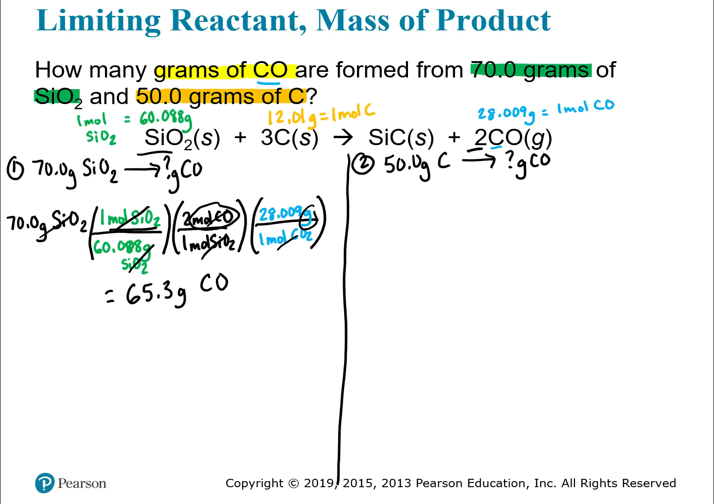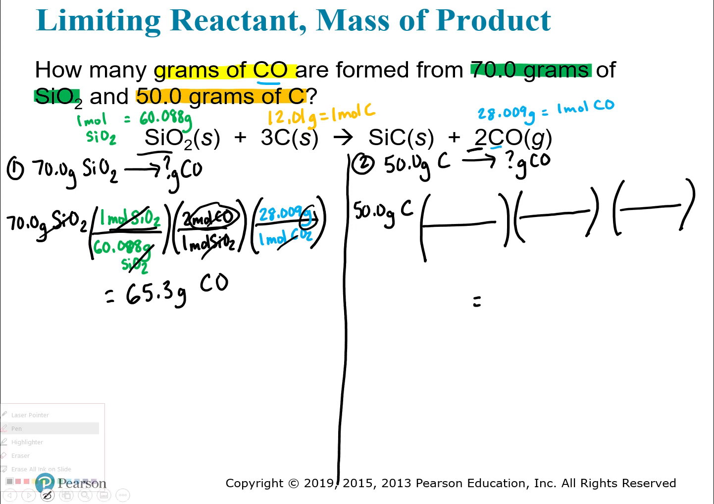Then we have to do the same thing for the other side. Starting with the 50 grams of carbon, we first have to convert those grams of carbon to moles. Moles on top, grams on the bottom.